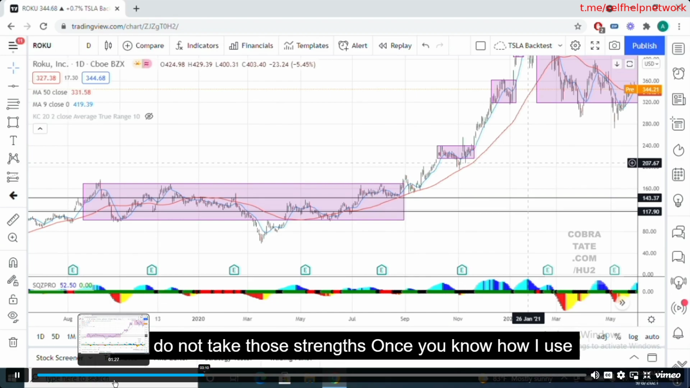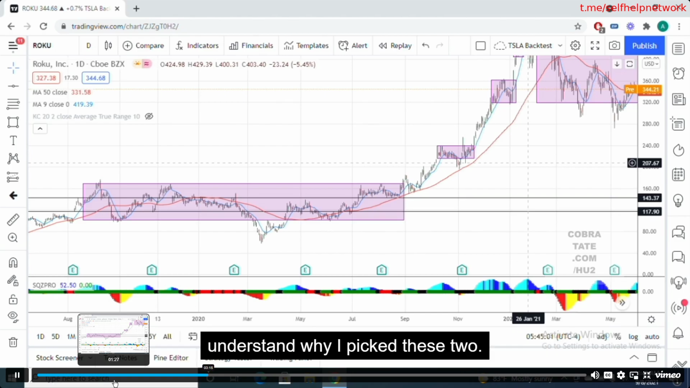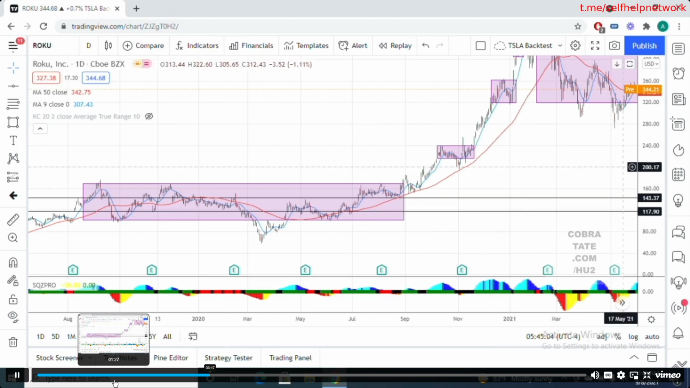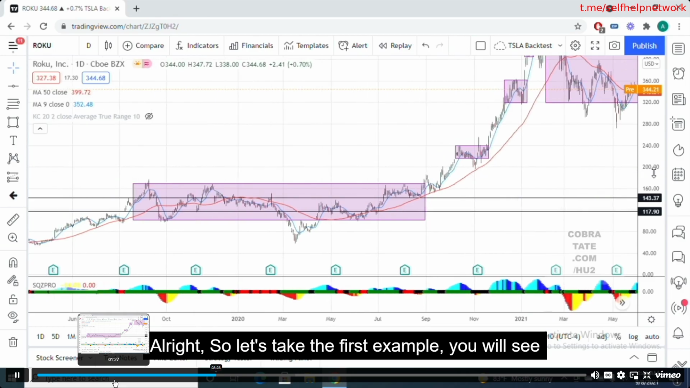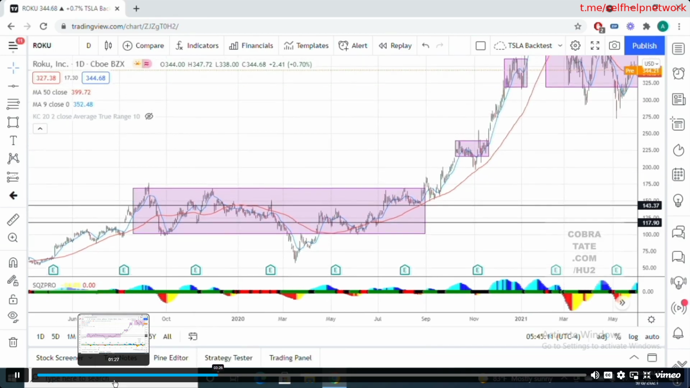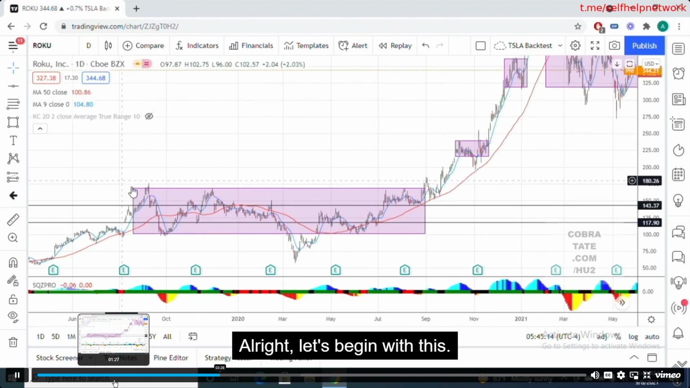Once you know how I use the 9 and 50 moving averages, let's look at the different kinds of boxes and you will understand why I picked these two. Alright, so let's take Roku as the first example. You will see this massive box. Alright, let's begin with this.